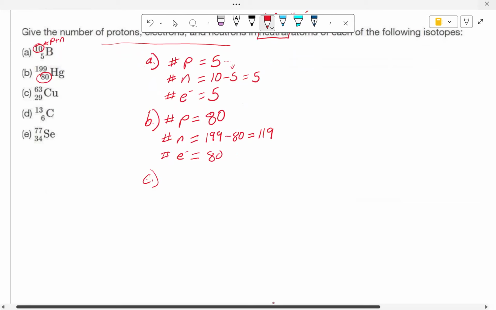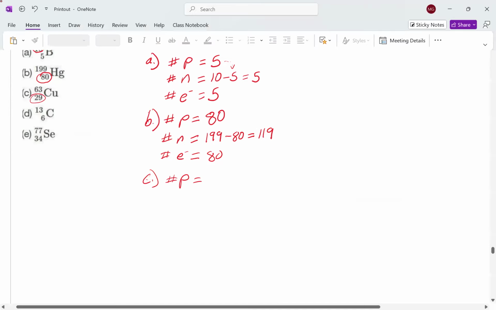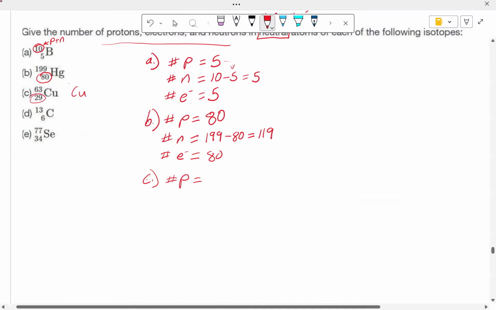Okay, so looking at letter C, here we have copper. Number of protons, again, I find that by looking at the atomic number right here. Just as a side note, sometimes some problems don't give you the atomic number. They just give you the mass number, like that. So how do you find the atomic number? That's where you go look at your periodic table. So just as a heads up, sometimes you might see some problems like that.